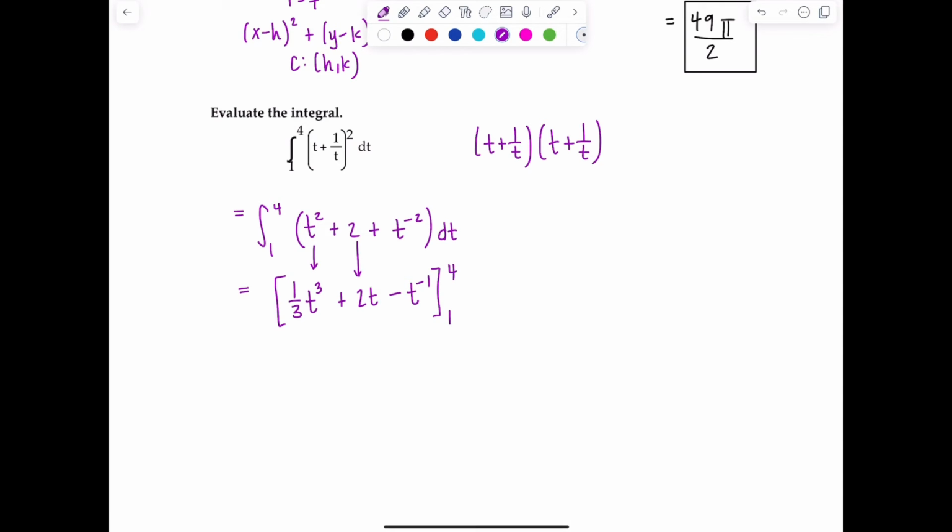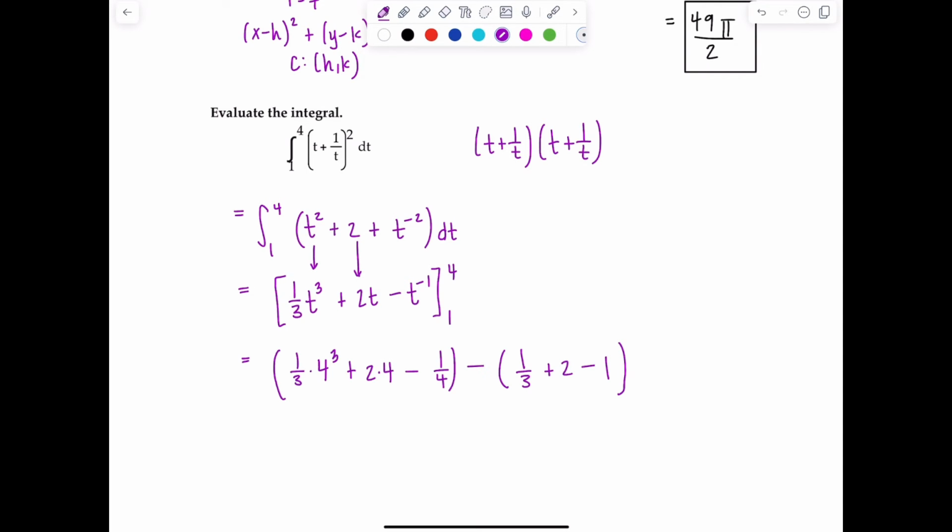And then now we have to evaluate everything from 1 to 4. Okay, you plug in the upper limit first. So I'm plugging in 4. So I have 1/3 times 4 cubed plus 2 times 4 minus 4 to the negative first is 1/4. Minus, now I'm going to plug in 1. 1/3 plus 2 minus 1.